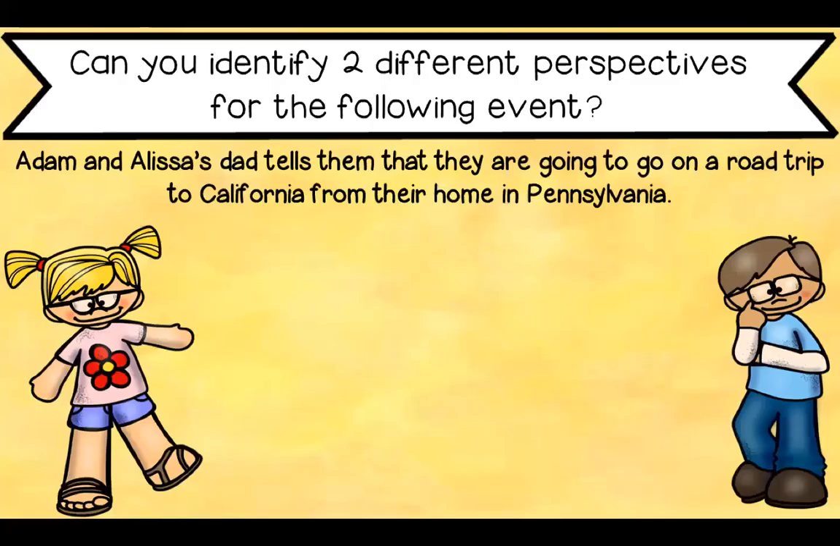Can you identify the two different perspectives for the following event? So I want you to do this. What are the two different perspectives or two different points of view? Adam and Alyssa's dad tells them that they are going to go on a road trip to California from their home in Pennsylvania. So that's what they're doing. We have Adam and Alyssa. They're going on a road trip to California.